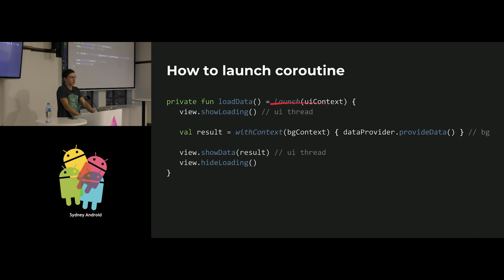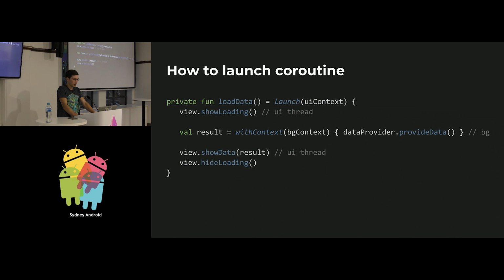Again, we launch a parent coroutine, which will execute this code on the UI thread. Then we'll do our heavy operation on a background thread. Then we'll again switch to the UI thread to execute the rest of the operation. As you can see, there are no callbacks, and everything is nice, direct, sequential style.